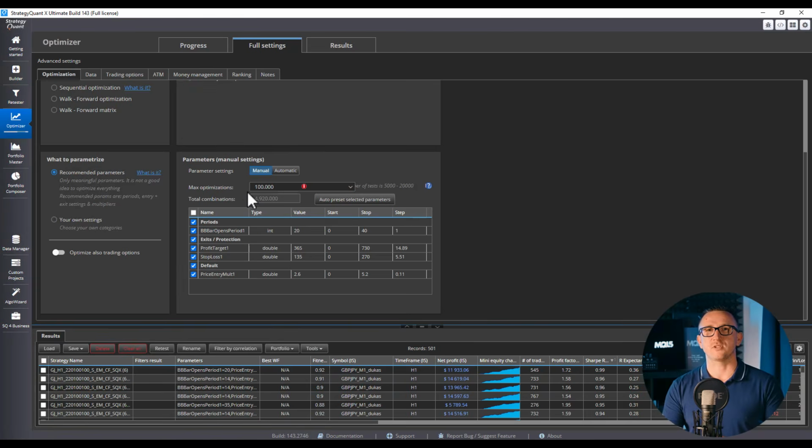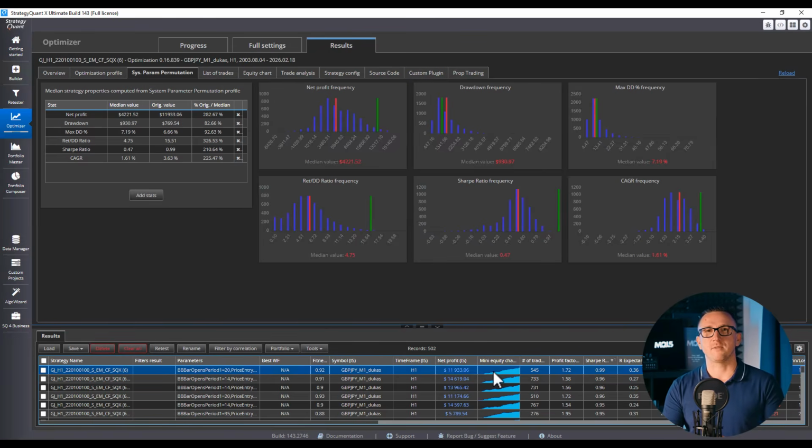But this also teaches an important lesson. Keep your strategies simple. Every additional parameter increases degrees of freedom and increases the risk of curve fitting. In trading, simplicity is not weakness. It is a strength.